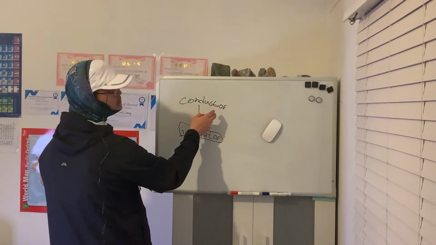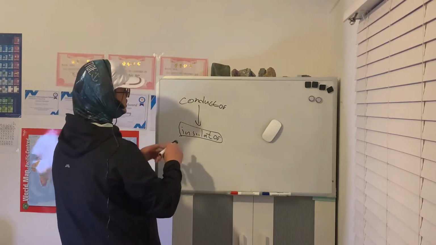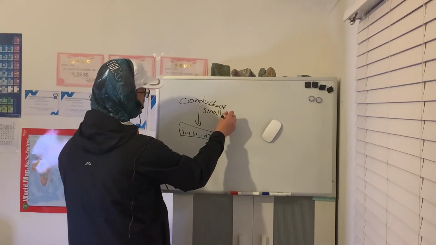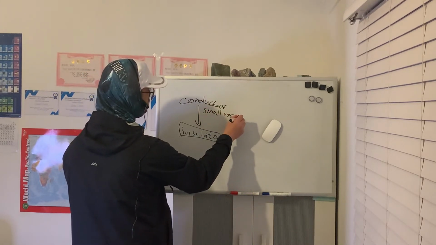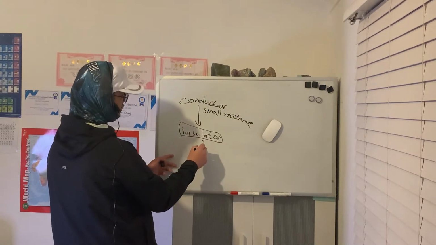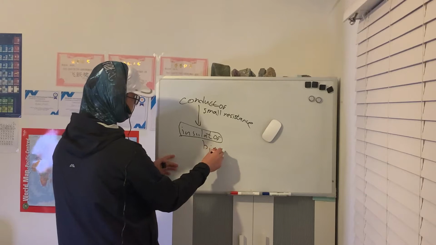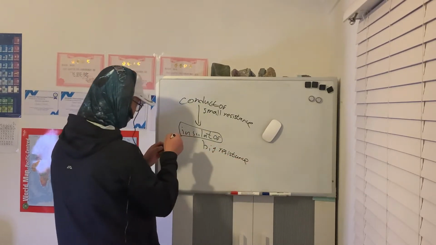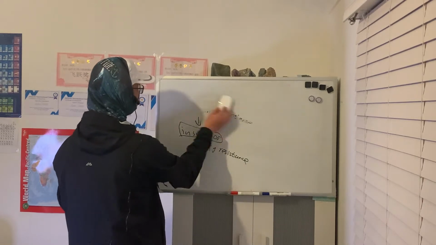Actually, conductors are substances with small resistance. The idea of resistance will be taught later. Insulators have big resistance. Okay, let's move to the next concept.